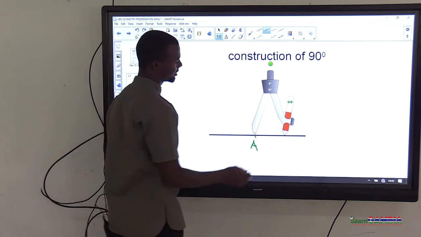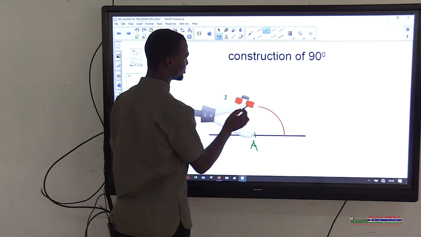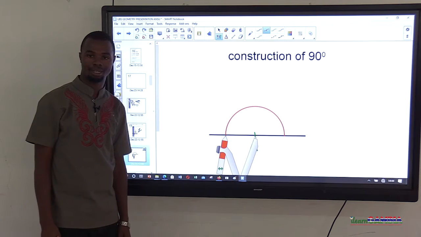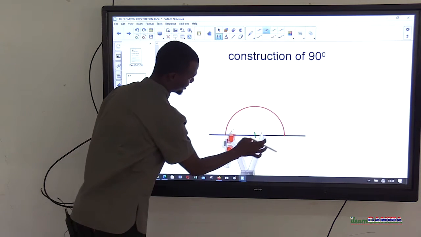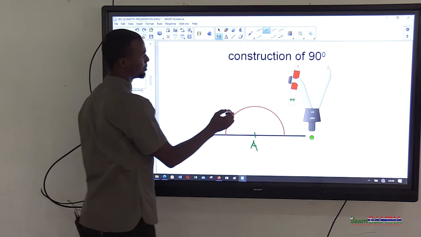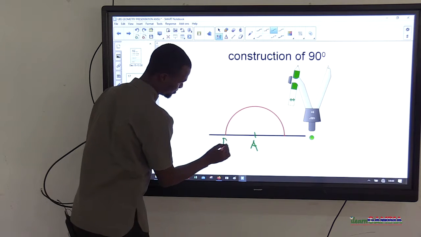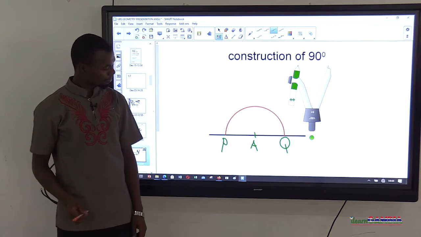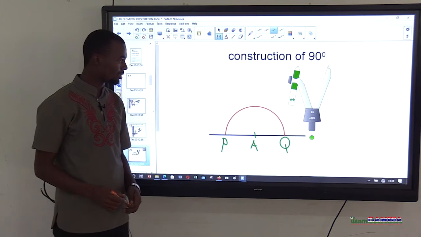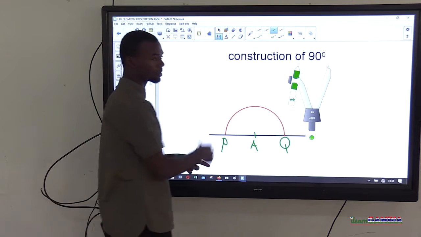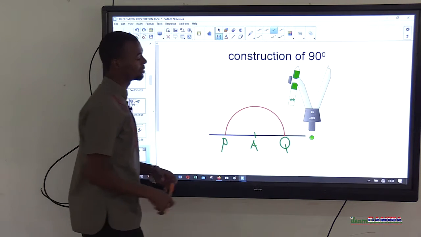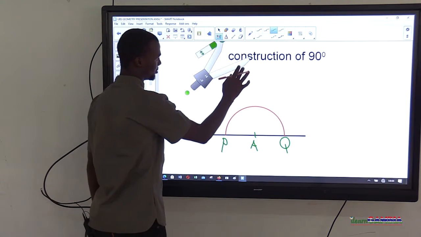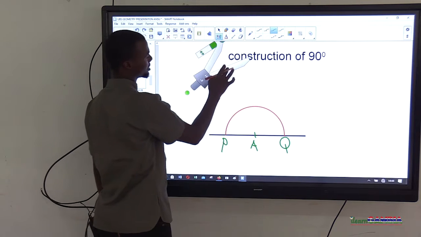Draw an arc or a semicircle, cutting the line you have at P and Q. With P as the center and the same radius as that of the semicircle, draw an arc to cut the semicircle.